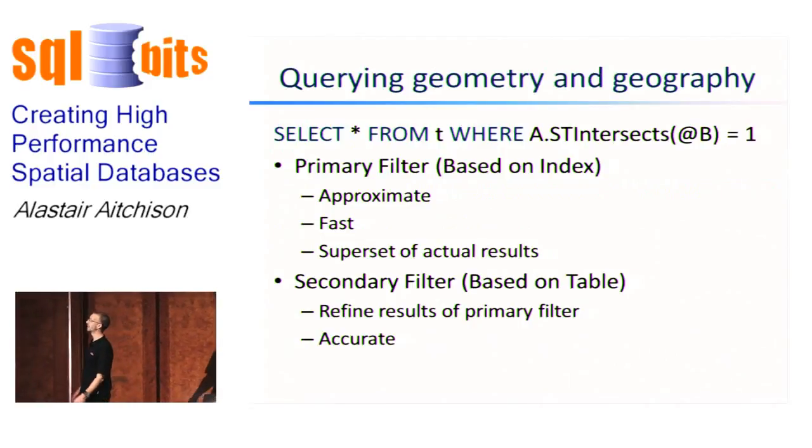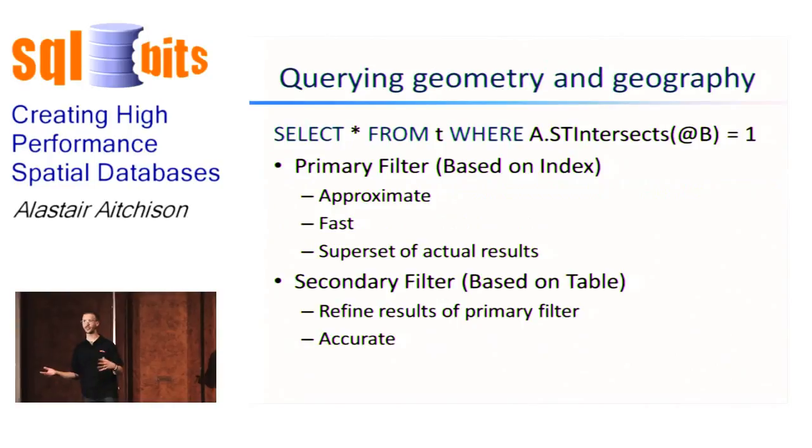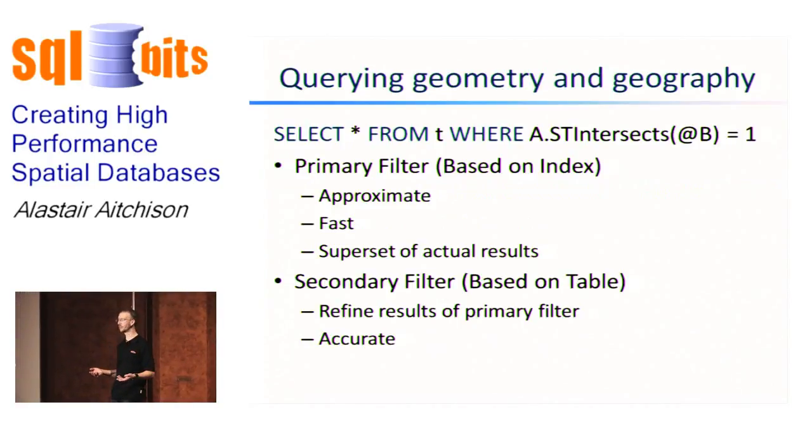Before we go any further, it's probably worth explaining a little bit more what I mean when I say spatial queries. If you look at the line at the top of this slide, select star from T where A intersects B equals 1, basically. That's what I mean when I refer to a spatial query: a query where, in the where clause, you've got a condition that's using one of the methods of the geometry or geography data type.